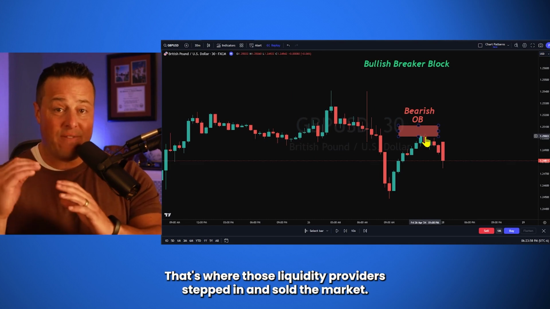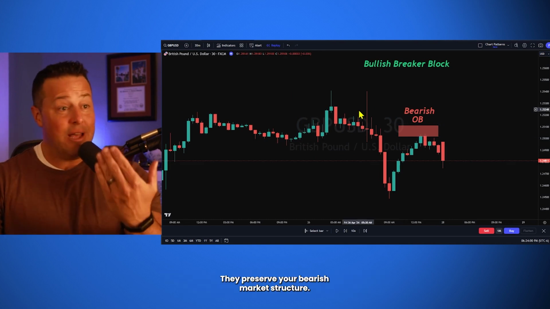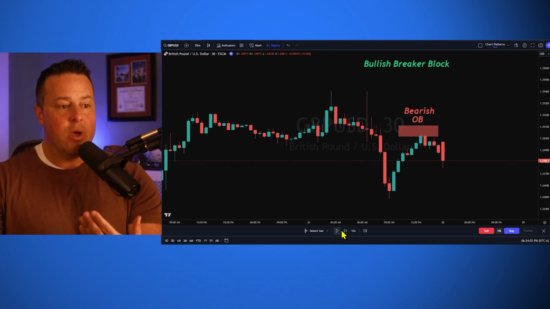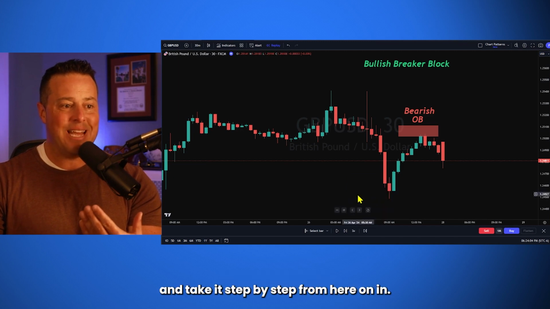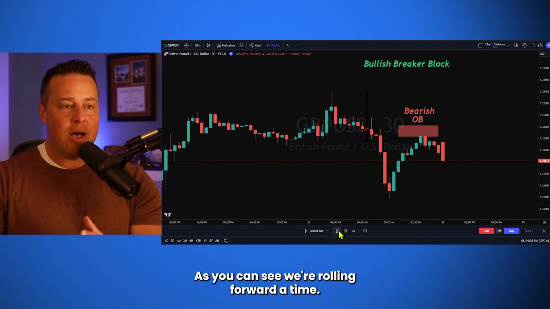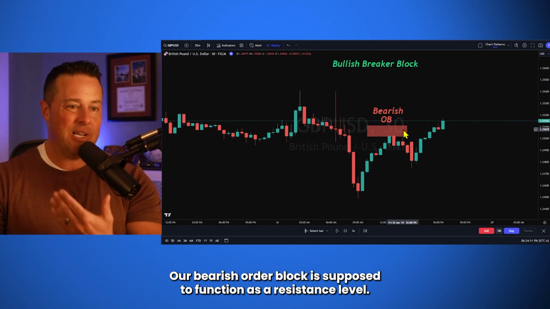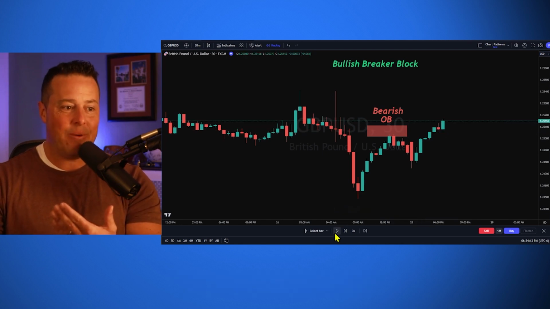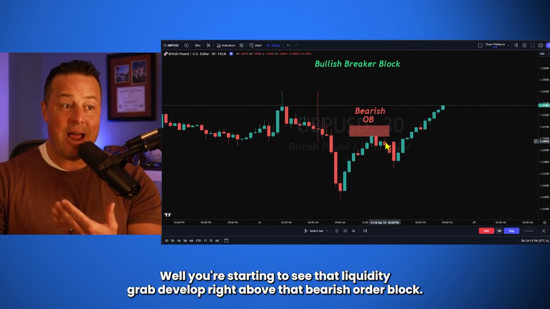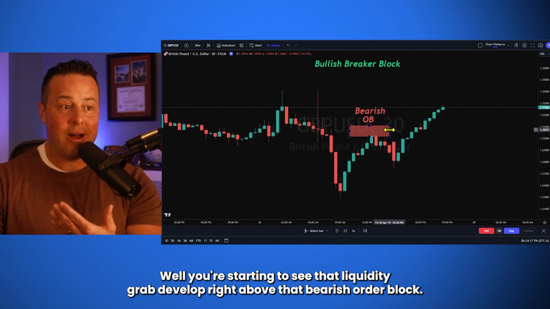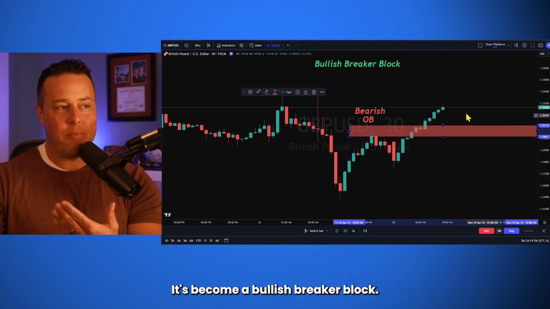That's where those liquidity providers stepped in and sold the market. They preserved your bearish market structure. Okay, let's go ahead and slow this down a little bit and take it step by step from here on in. As you can see, we're rolling forward in time. Our bearish order block is supposed to function as a resistance level. Well, what's happened? You're starting to see that liquidity grab develop right above that bearish order block. What's happened? It's become a bullish breaker block.